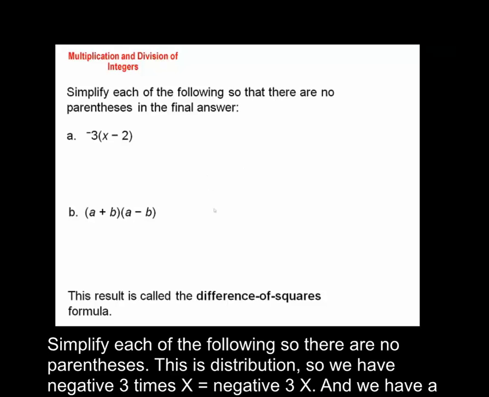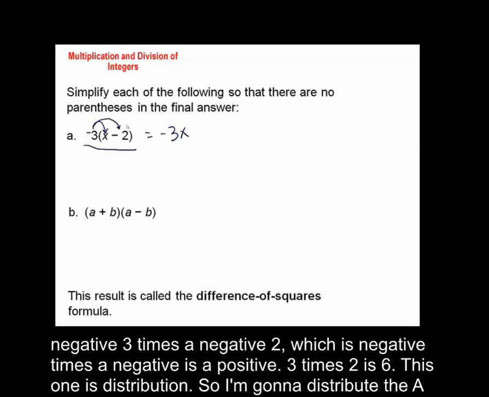Simplify each of the following so there are no parentheses. This is distribution, so we have negative 3 times x equals negative 3x, and we have a negative 3 times a negative 2, which negative times negative is a positive, 3 times 2 is 6.